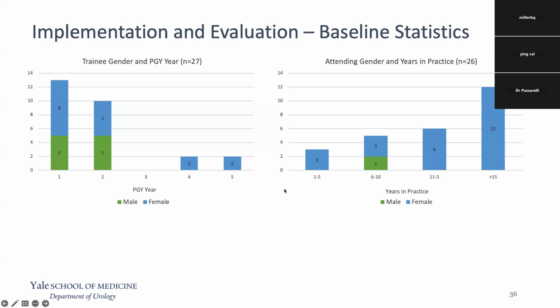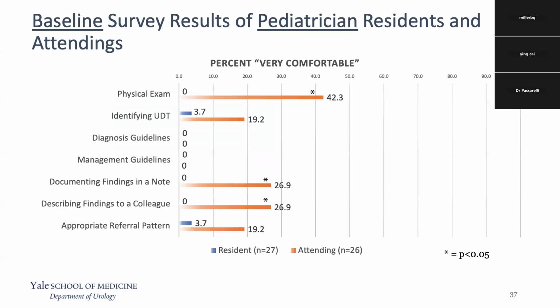For the residents, the majority were in their first or second year of residency. The attendings had a variation in their years of experience, with most having more than 10 years. So on a baseline survey, prior to doing the video or the simulation, less than half of both groups felt very comfortable in physical exam skill, identifying an undescended testicle, the diagnosis and management guidelines, describing their findings in a note or to a colleague, or knowledge of the appropriate referral patterns.